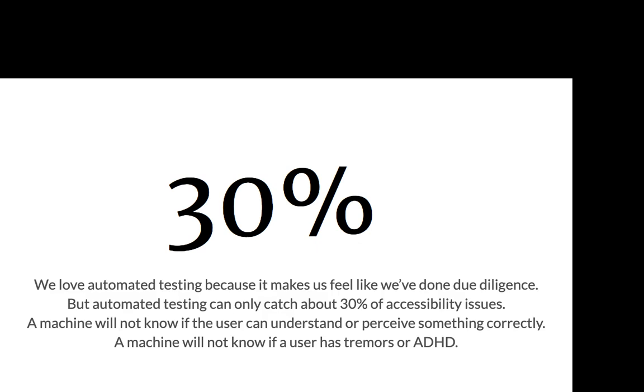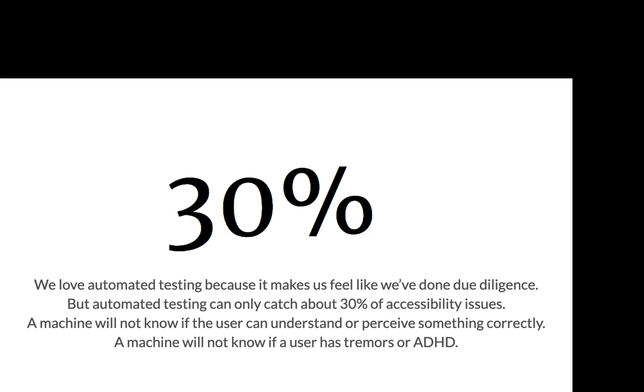30%. This number is very important, because pretty much everybody who has a site will run it through automated disability testing tools, and it will pass or not, and then they'll think, okay, we're good to go. But 30% is the percentage of accessibility issues that automated testing tools are capable of catching.